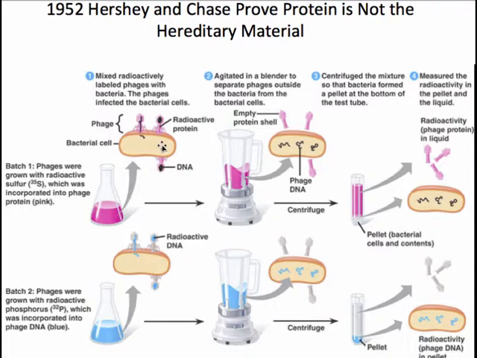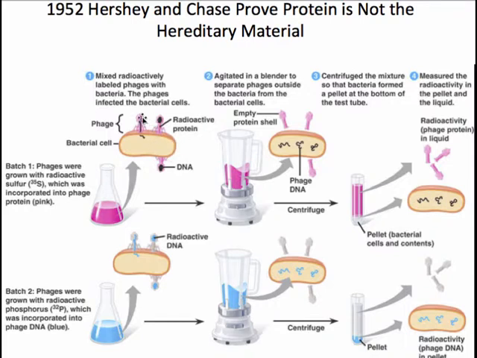And so using what they knew about protein and DNA, they labeled the two differently. Proteins have amino acids that contain sulfur. So they mixed radioactive sulfur with the phages so that the phages incorporated the radioactive sulfur into their proteins. And there are no sulfur atoms in DNA, so it only labeled the proteins as radioactive.